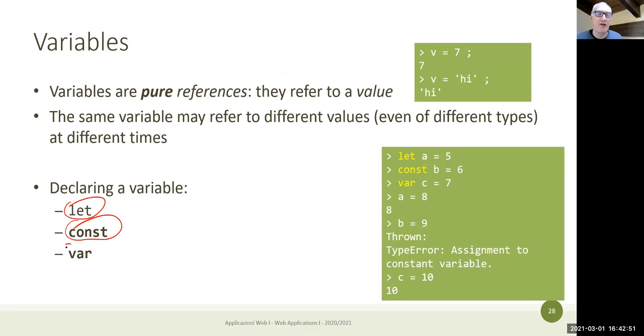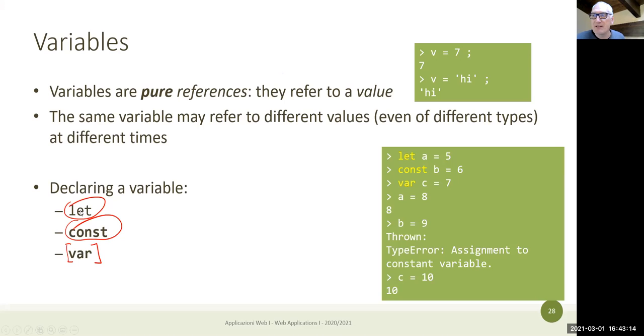Var is the old way of declaring variables, which is still supported, but is the old syntax, supported in the previous versions of JavaScript. For the moment, let's study let and const, which are easier to understand, and then we will understand how var works, which is a bit not very intuitive.